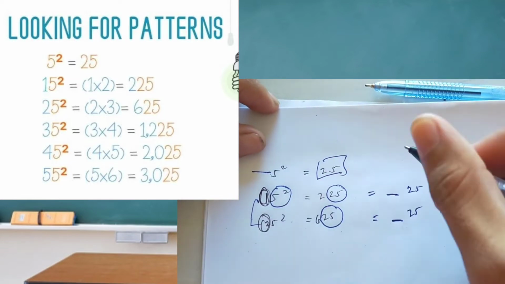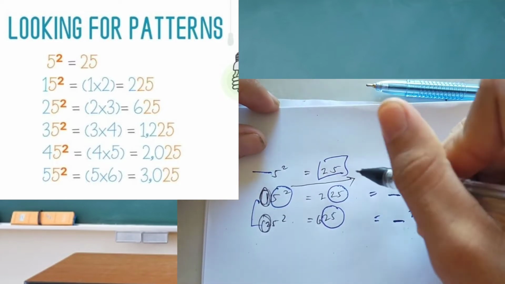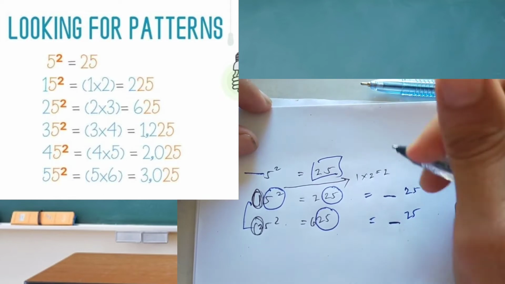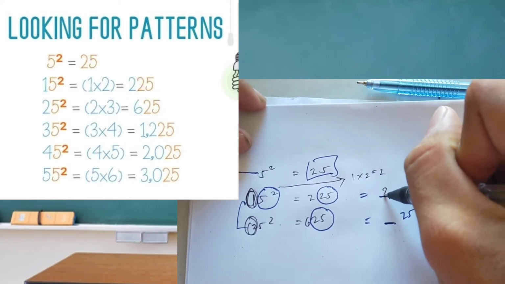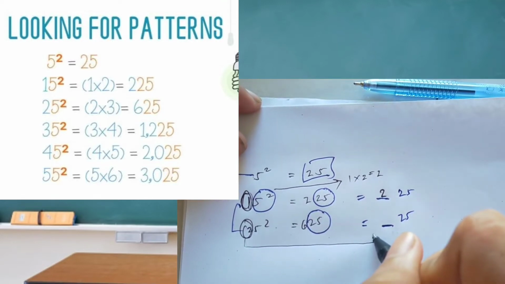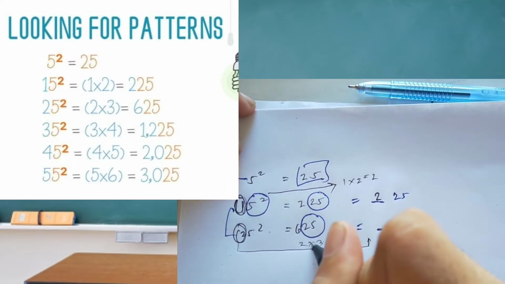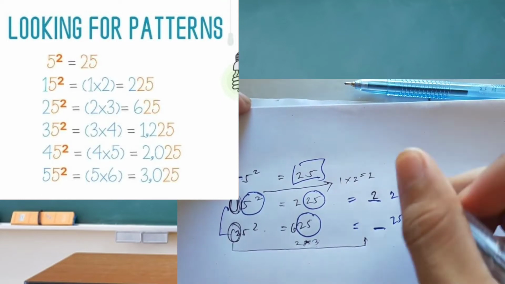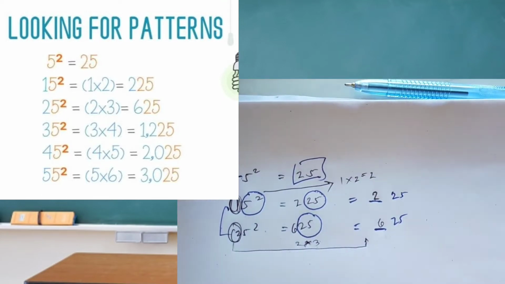So 1 should be multiplied by 2, and the product is 2. You only have to put it here. And then 2 times 3. The next number higher than 2 is 3. So we have 2 times 3, and then we get 6.